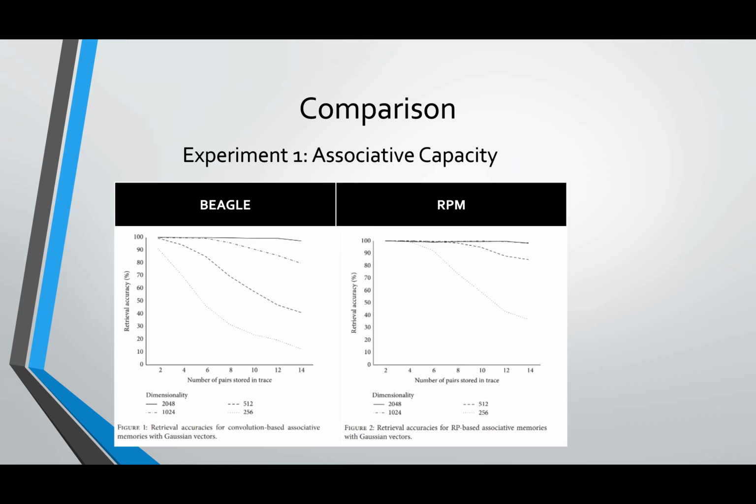Okay, so here we can see a little bit of a demonstration of how efficient RPM is on larger data sets. As you can see, both of them, when given lower or smaller data sets, perform just as well, given a higher dimension. But you can see that Beagle performs often worse than RPM, or the same, when it comes to bigger data sets. So that's why RPM is so efficient.